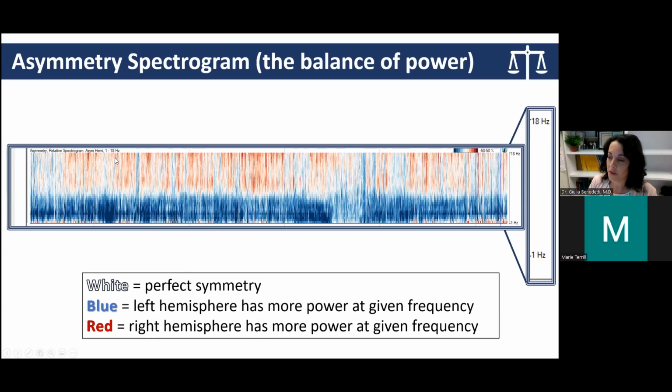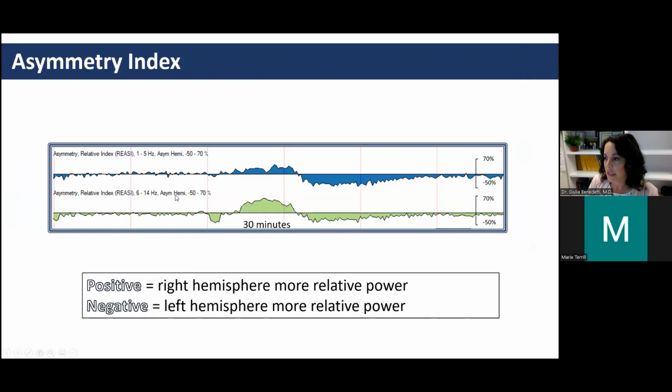And then the right hemisphere has greater power in the faster frequencies. The asymmetry index will trend positive when the right hemisphere has more power, and trend negative when the left hemisphere has more power. And Persyst will break it up by low frequencies and faster frequencies.